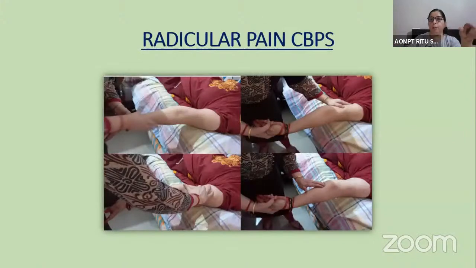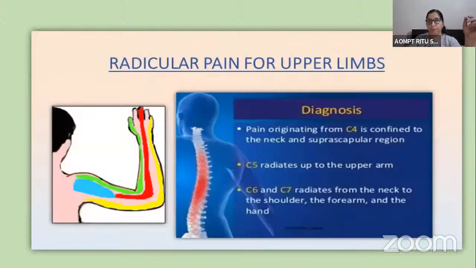So this is radicular pain, as I have mentioned here, the cervicobrachial pain syndrome, where the patient feels pain all along the course of the nerve. Whenever we palpate and check all along the course of the nerve, the patient feels the pain. This is the kind of radicular pain we see in cervicobrachial pain syndrome. I have treated one of my patients who had the same pain.